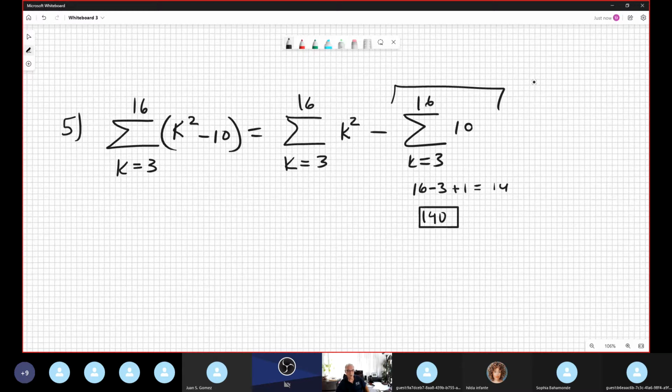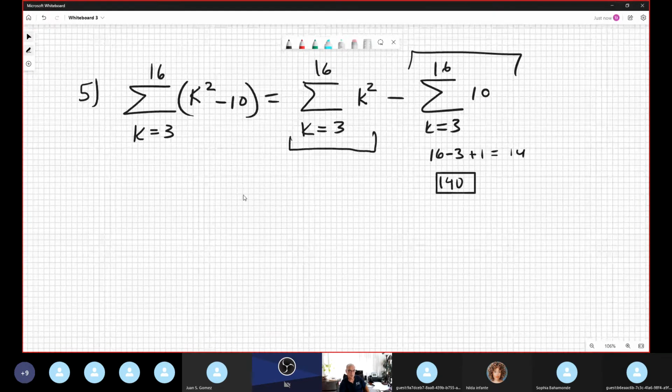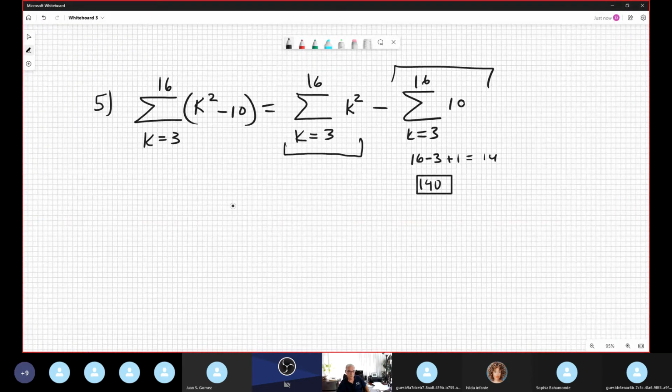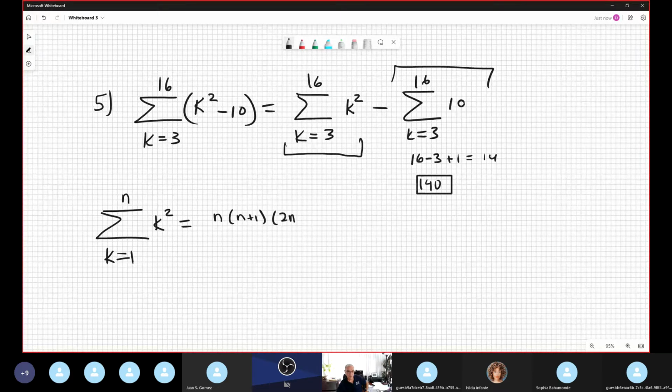Now let's move on to this one. I know very well that the formula is, you know, the summation from k equal 1 to m of k squared. The formula is, guys, this formula is important. I promise that you use it in calculus. It is m times m plus 1 times 2m plus 1, divided by 6. Okay, so now I know.